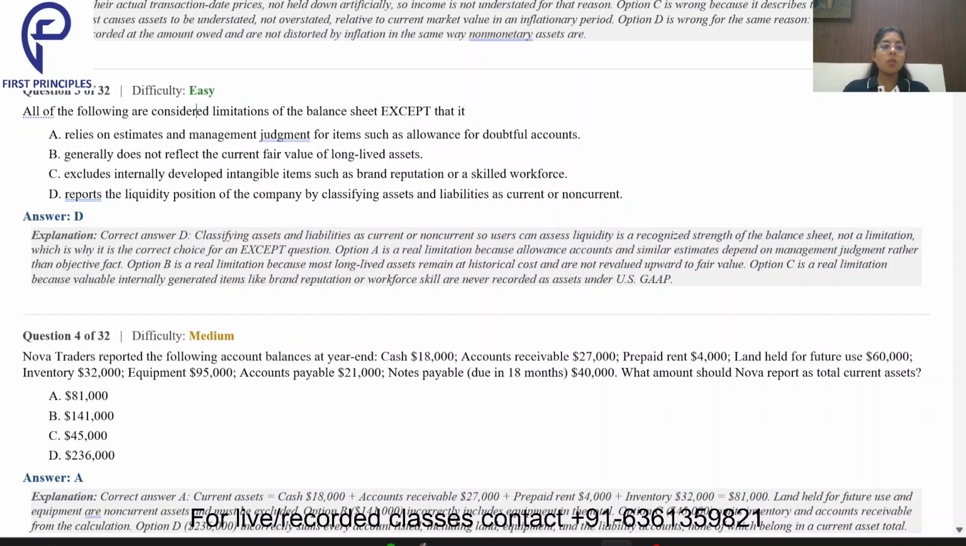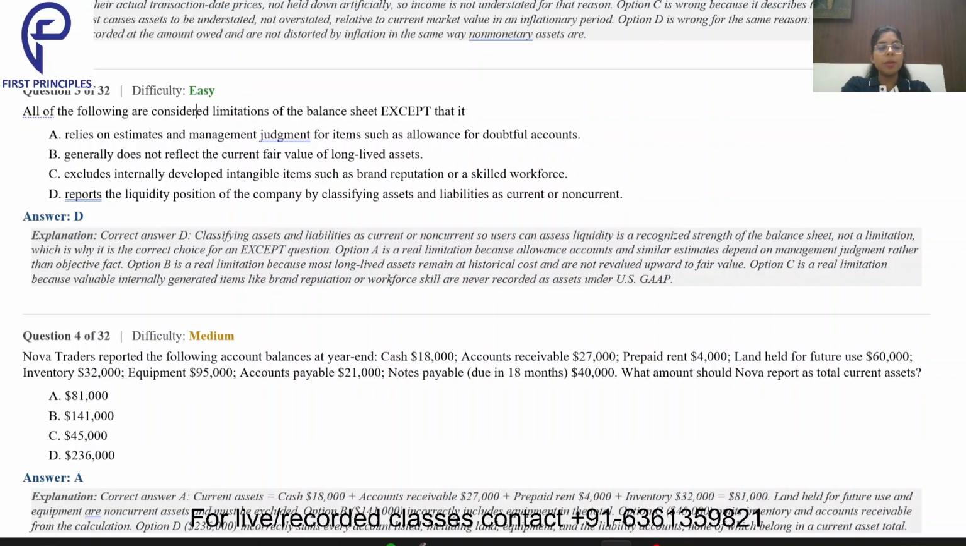And what is the question saying? All of the following are considered limitations of the balance sheet except. That means all of the options but one are limitations, disadvantages of the balance sheet. So we need to see which option is not a limitation of the balance sheet. Okay, let's understand. Option A: relies on estimates and management judgment for items such as allowance for doubtful accounts. Yes, this is one of the disadvantages which we have studied in the balance sheet chapter. So this is a limitation of the balance sheet and this is not our option, because we have to find an exception to the limitation.